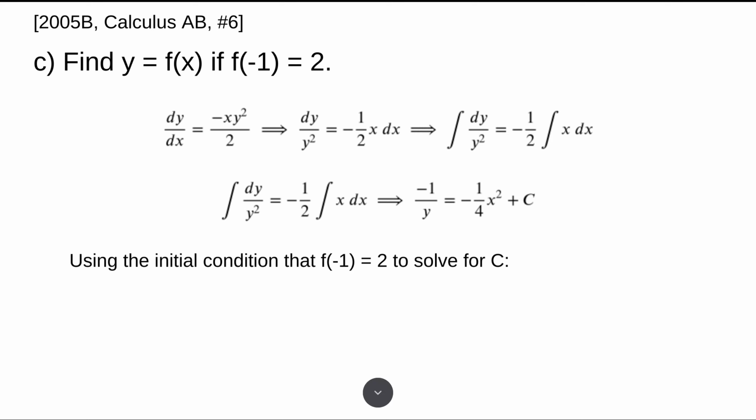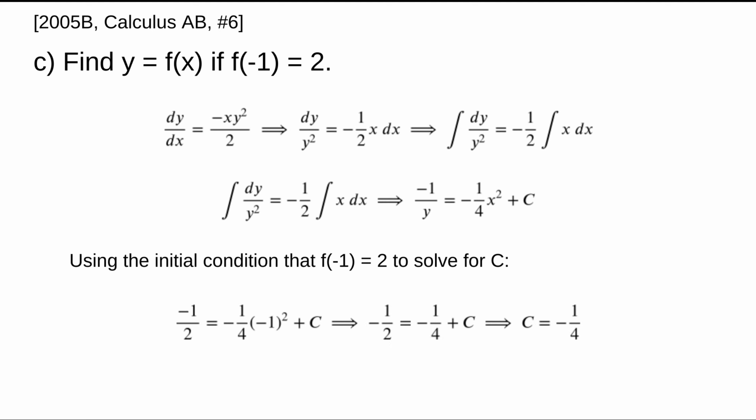All right, using that initial condition, f of -1 is equal to 2, we can solve for the constant. -1 over 2 is -1/4 times -1 squared plus a constant. Simplify everything, the constant turns out to be -1/4.